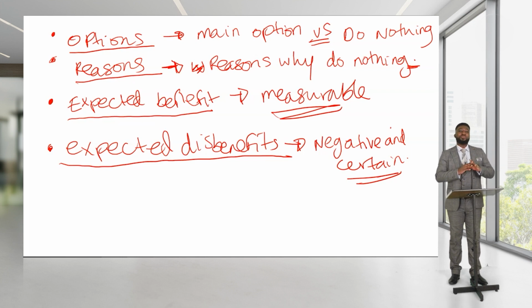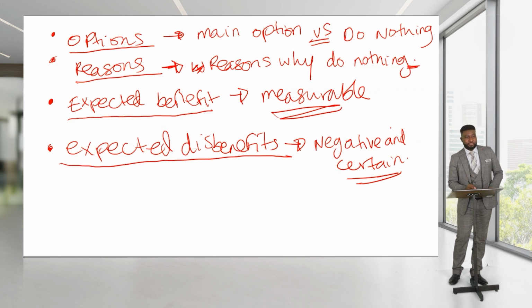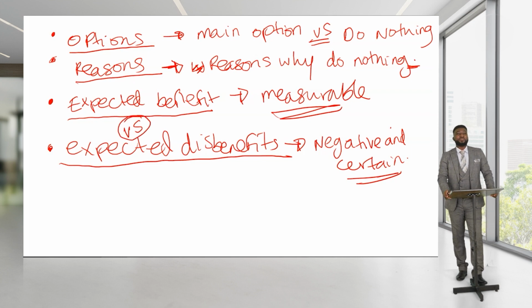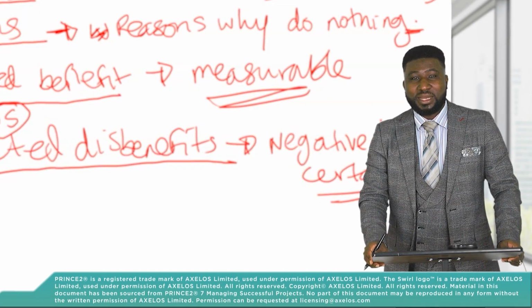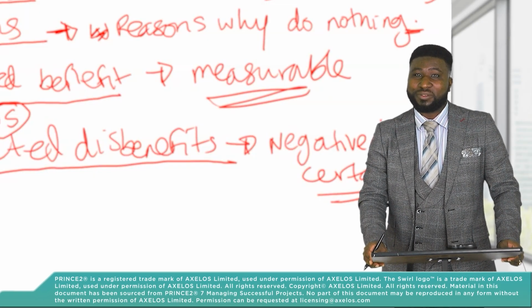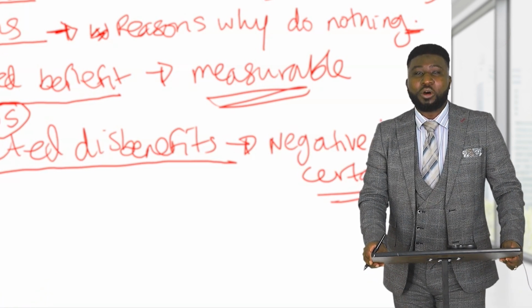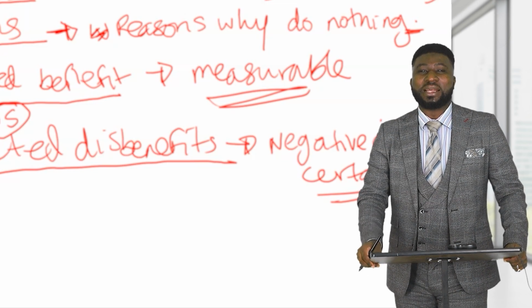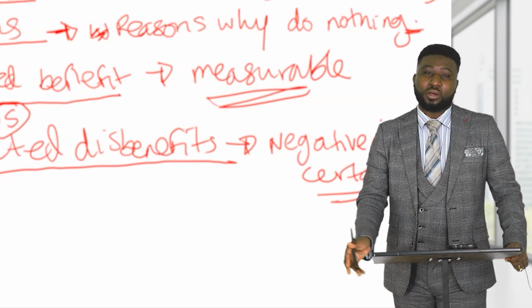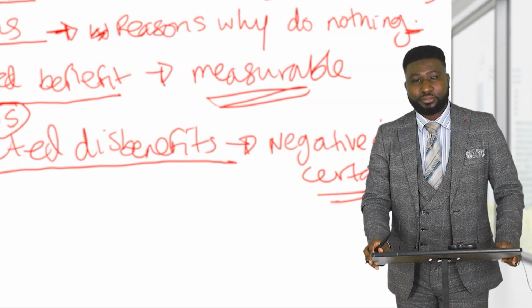So the key thing here, once we've listed all the negative and certain things that will happen as a result of making or employing this main option, is that we have to consider the two together. Expected benefit versus expected disbenefit. If your expected disbenefit is way more than your expected benefit, then you've chosen the wrong option. If the trade-off is more than what you're going to get in return, that's a terrible deal, and you need to go back to your drawing board and find a better option.